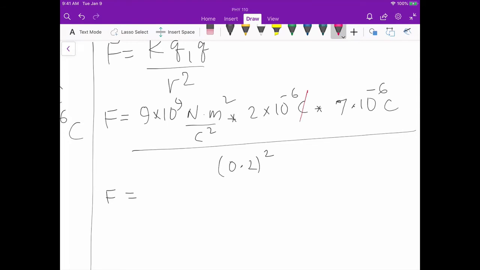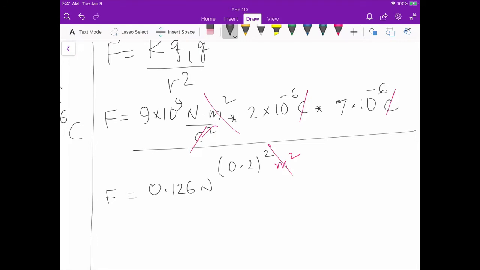One column eliminates another column, and this column eliminates this column. And here you have, of course, a meter square. That meter square cancels out with this meter square. Then you are left with 1 unit, which is Newton.